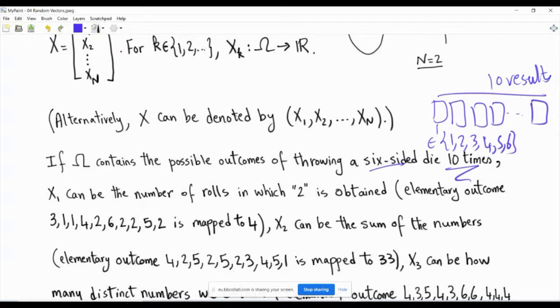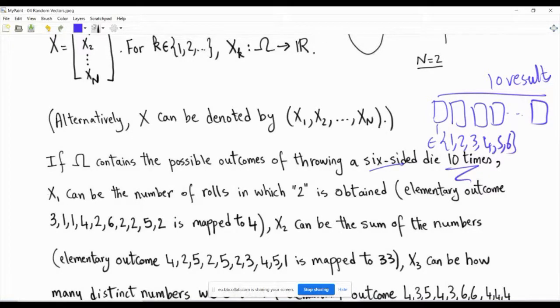The elementary outcomes will be basically sequences composed of 10 numbers. Each sequence is composed of 10 numbers, and each number will be a number between 1 and 6. So how many elements do we have in the sample space? It will be 6 times 6 times 6, 10 times, so it will be 6 to the power 10. Okay, so those sequences are basically our sample space.